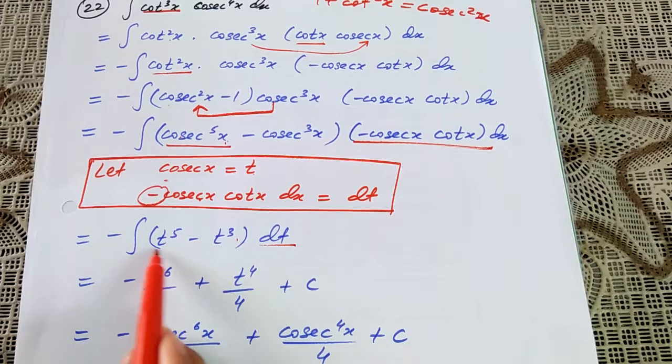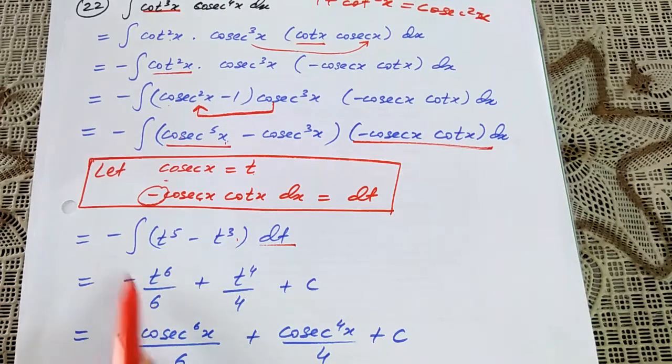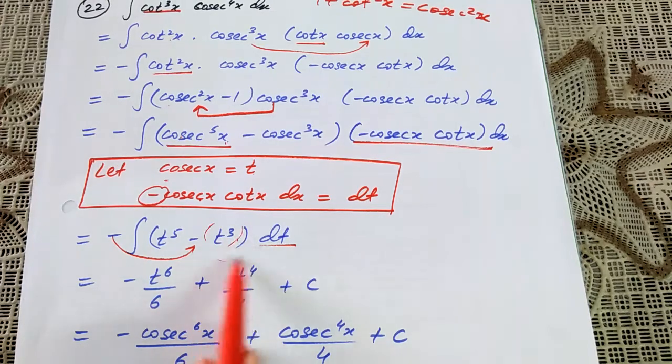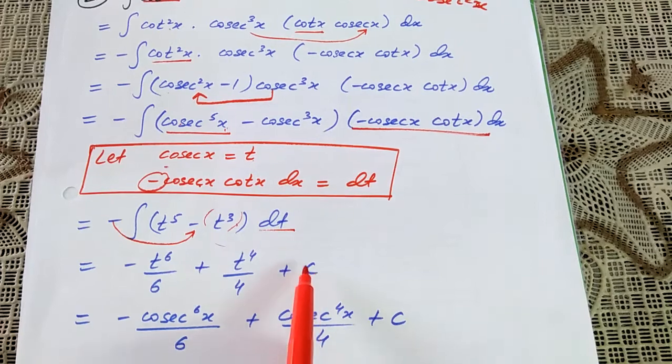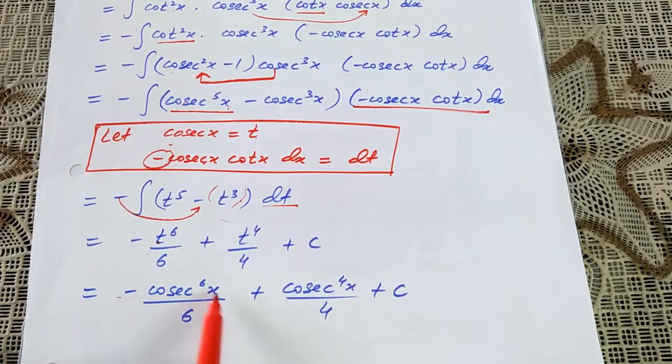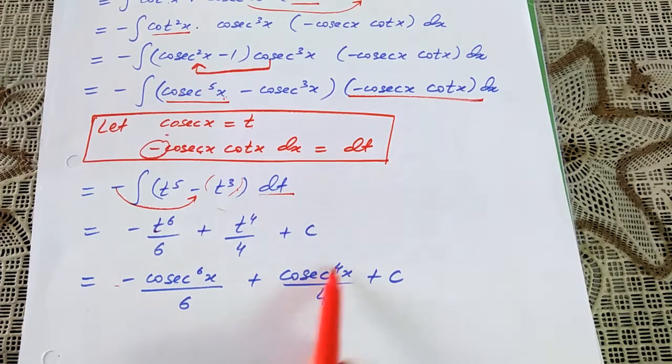Now integrate this t to the 5, this will be t to the 6 over 6. Negative with negative sign will become positive. Integrate this t cube, we will get t to the 4 over 4 plus constant of integration. Just replace t with cosecant, we will get minus cosecant 6 of x over 6 plus cosecant 4 of x over 4.